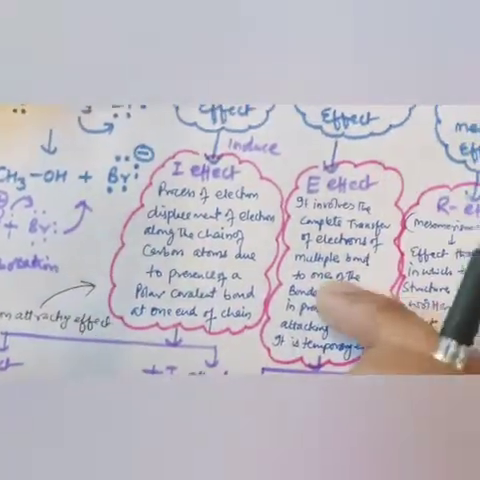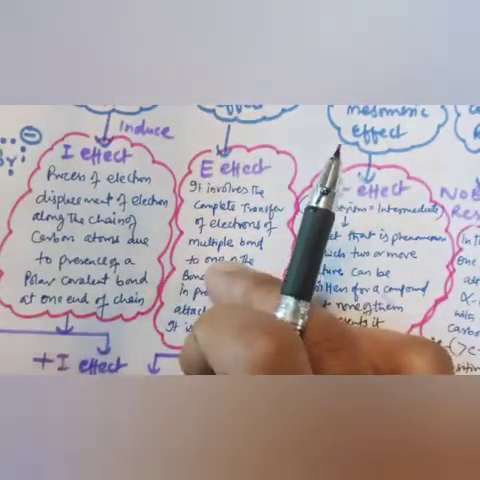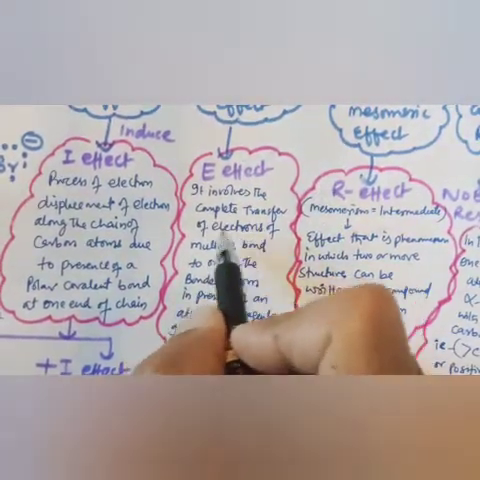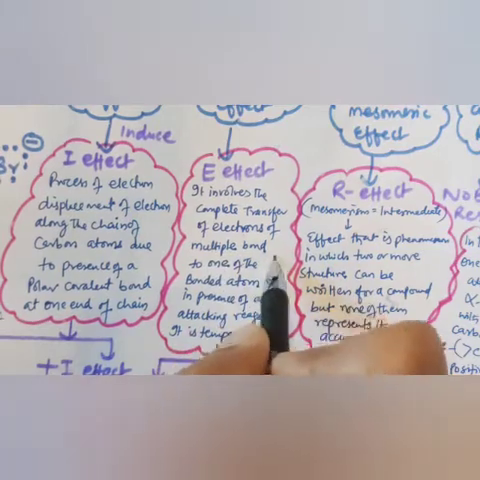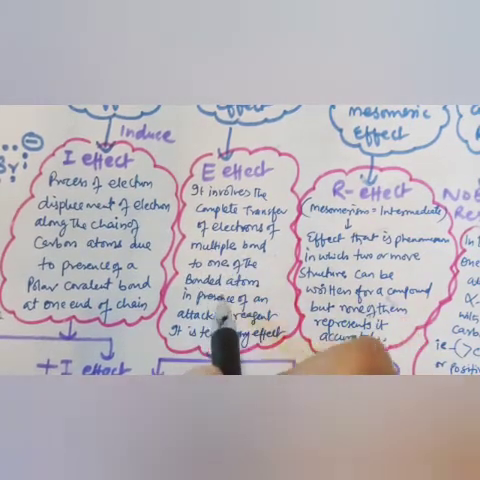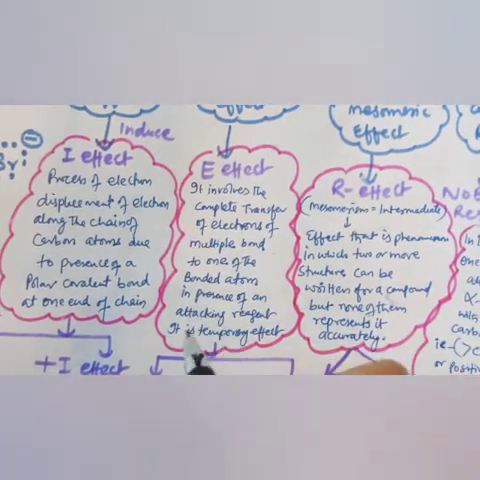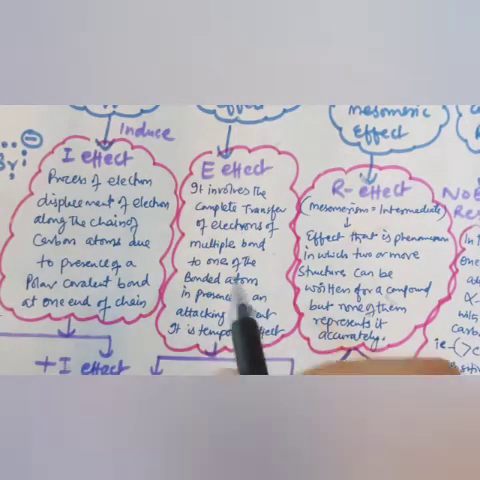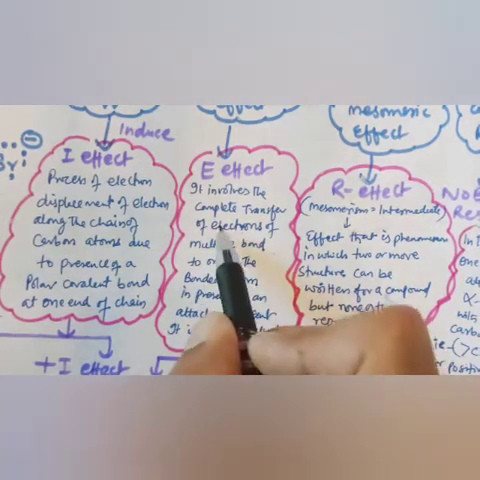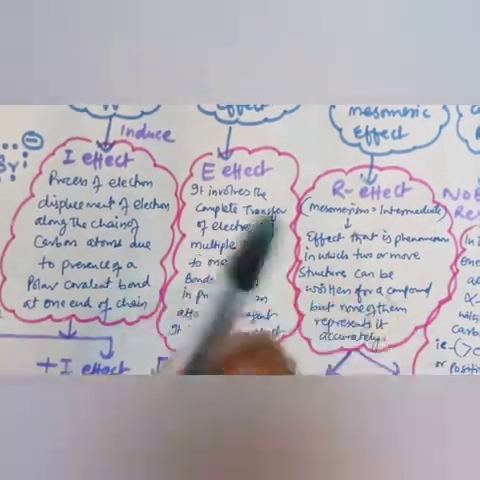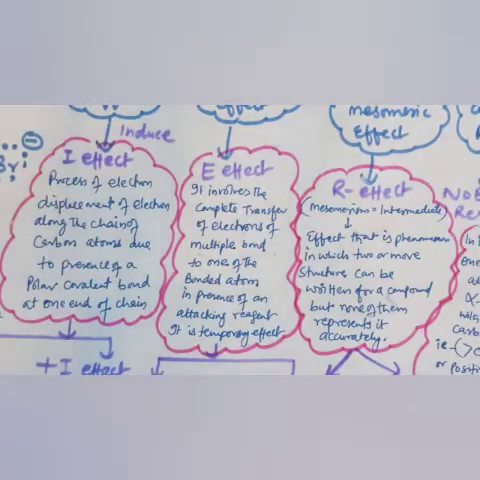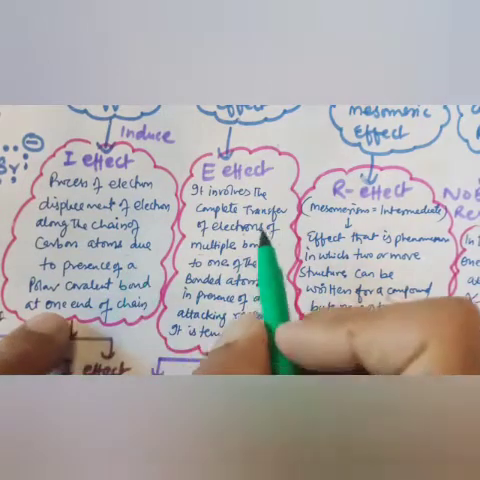Second is the electromeric effect. It basically involves the complete transfer of electrons of a multiple bond to one of the bonded atoms in the presence of an attacking reagent. It is a temporary effect. It is a similar type, but it has complete transfer of electrons in a multiple bond, whereas what we studied in this was the effect due to electronegativity.